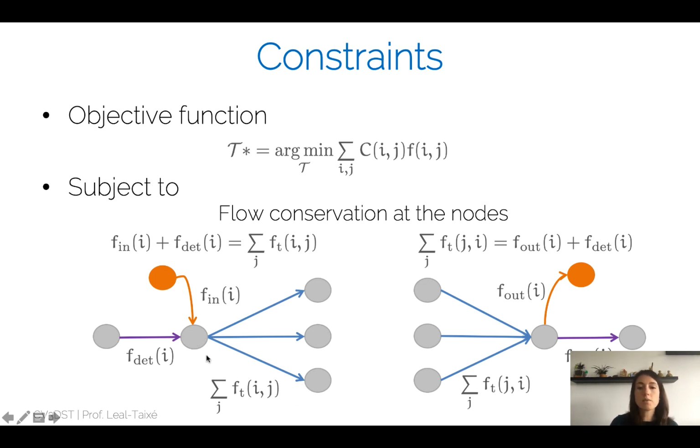So essentially what we're doing here is that if we have here a detection, right? And this flow is active, this edge is active, so we have one unit of flow going into this direction, then this unit of flow needs to go somewhere. So we actually need to send this unit of flow to the next frame.